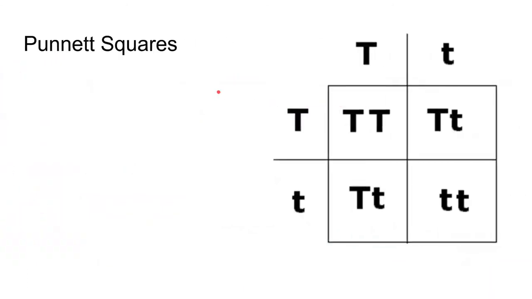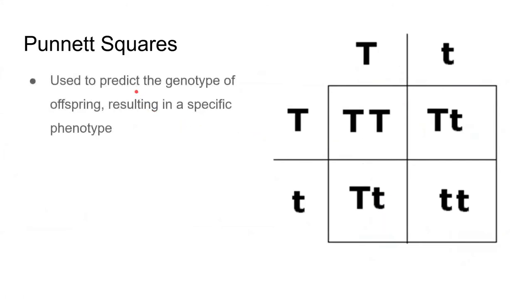Okay, so Punnett squares try to predict the outcome of meiosis genetic crossover. So they try to predict the genotype. The genotype is the actual genetic makeup that the offspring will have, resulting in a specific phenotype. A phenotype is the actual physical expression of a specific genotype.